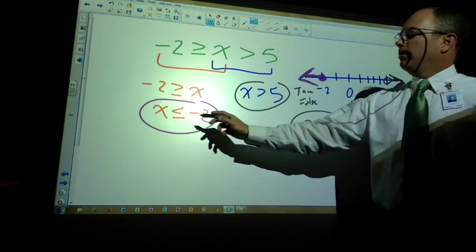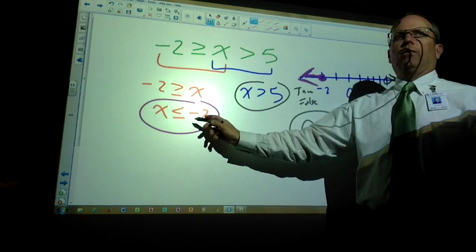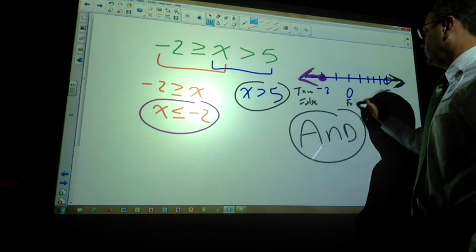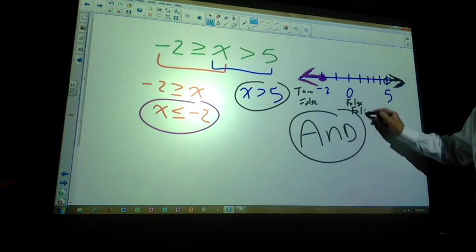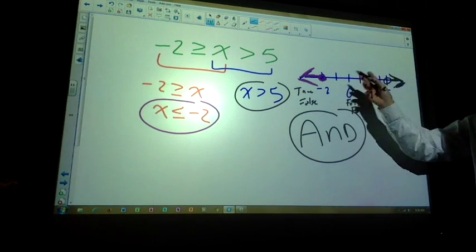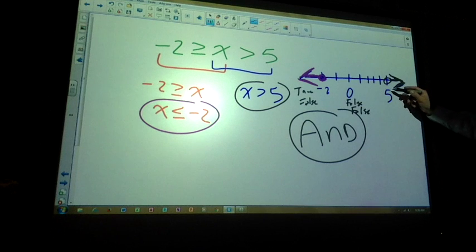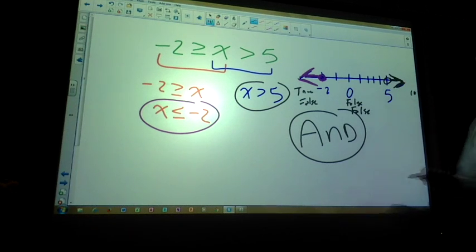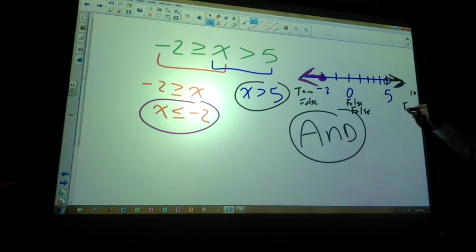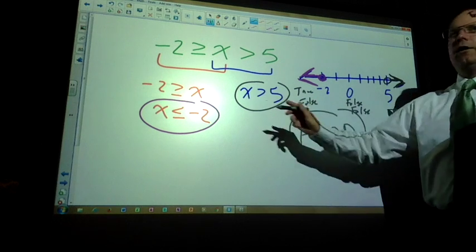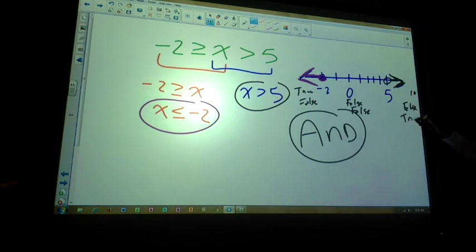0. 0 is less than or equal to -2. No. 0 is greater than 5. No. So nothing in between here is going to work. Still with me? All right, so let's pick a number to the right of 5. Let's pick 10. 10 is less than or equal to -2. No. 10 is greater than 5. Yes. Is there a true section up here? No.